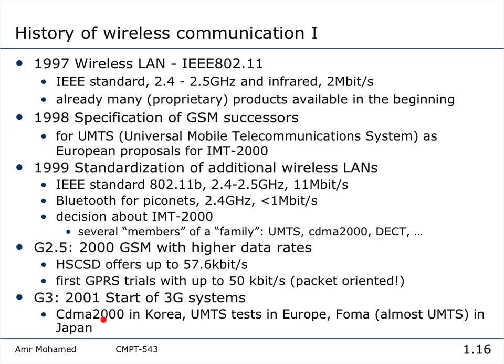So CDMA 2000 was the standard in the US and Korea that aligns with UMTS in Europe. UMTS was the standard in Europe. CDMA 2000 was the standard in the US and Korea. CDMA 2000 here refers to the multi-user communication paradigm, which was in the name of the standard. But UMTS is the standard in Europe, and it still uses CDMA. Is that clear so far?